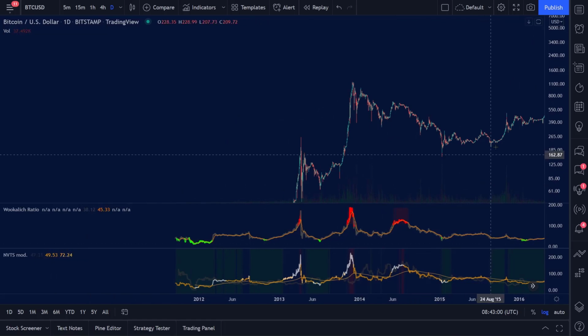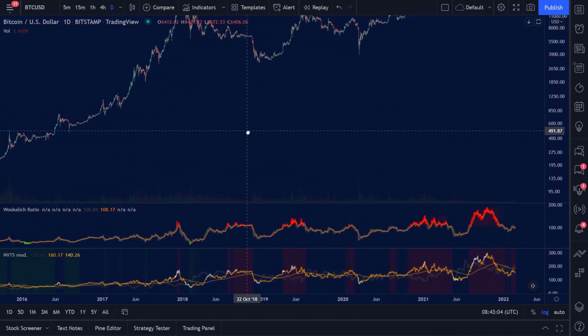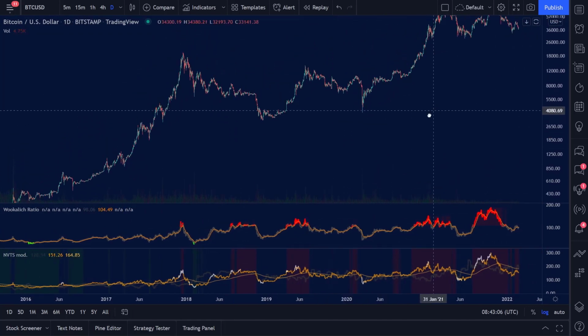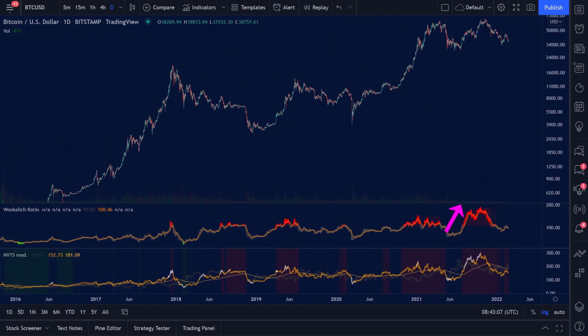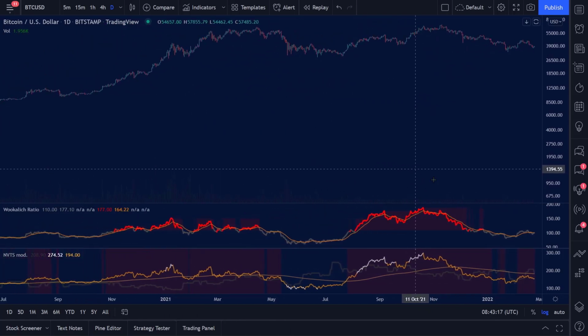The NVT is a calculation of the market cap of Bitcoin divided by the daily on-chain transactions volume. So if the price of Bitcoin rises against the on-chain volume, then the NVT signal rises and vice versa. The added moving average can have an additional function of giving buy and sell signals.